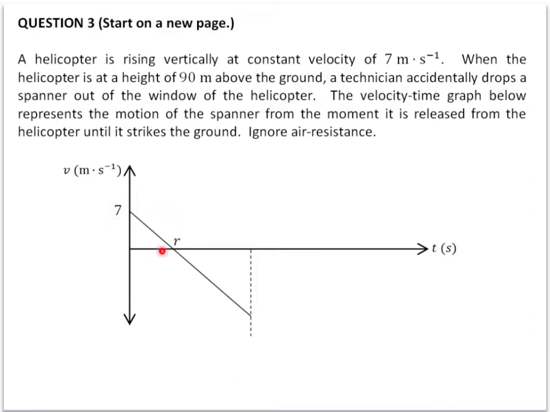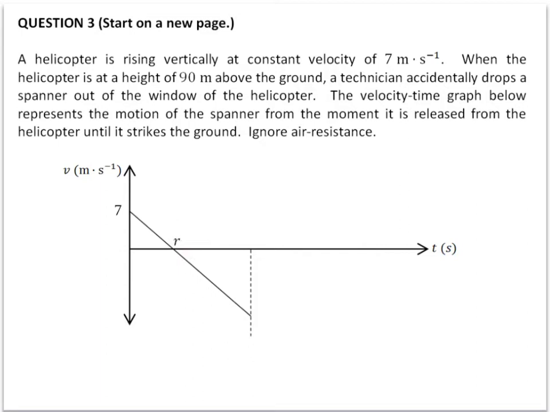So this entire region of your velocity time graph over here, you can see it being circled in red at the moment, is a region in which your velocity is positive. So clearly the spanner is still moving up. The reason your spanner is still rising is due to Newton's first law of motion and due to its own inertia.